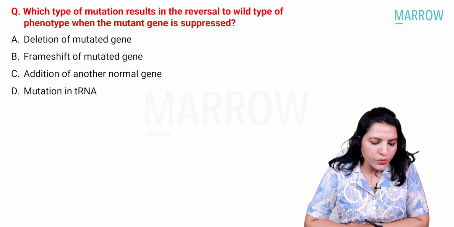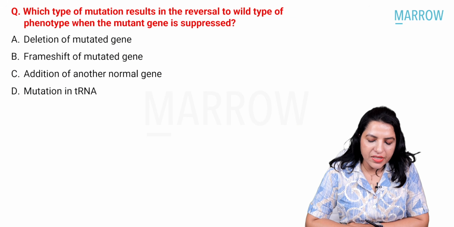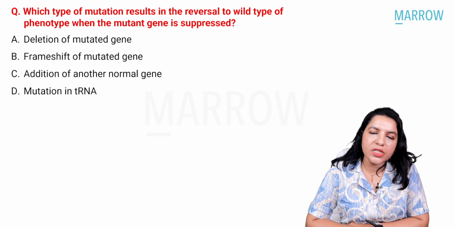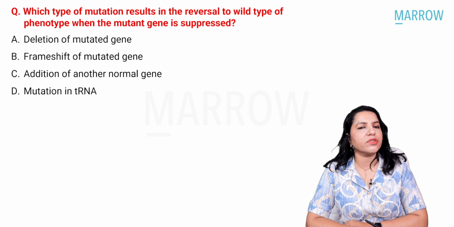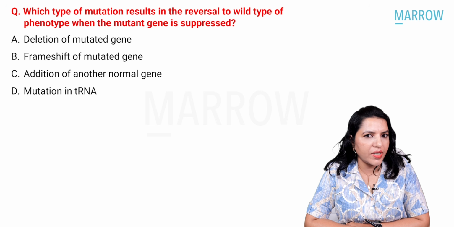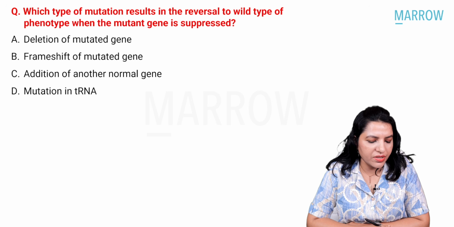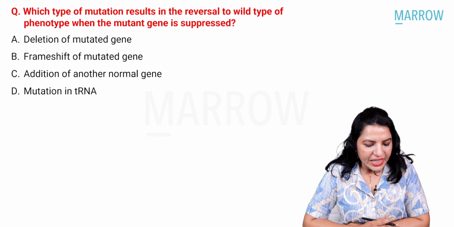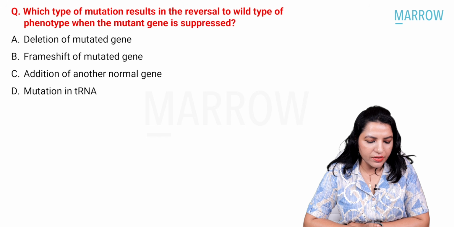Now going to the next question: which type of mutation results in reversal to wild type phenotype when the mutant gene is suppressed? Maybe that is the only question that you find a difficult one in the whole INI-CET question paper, in the biochemistry section I mean.